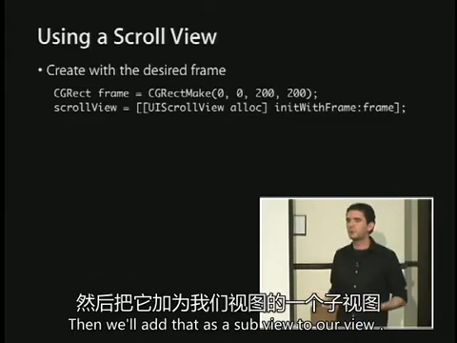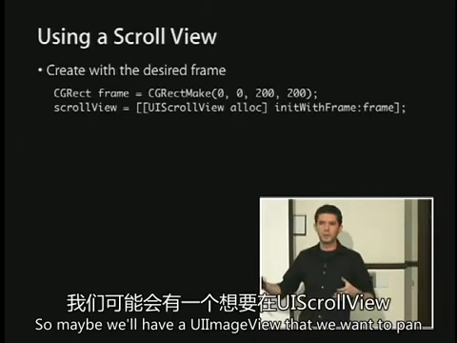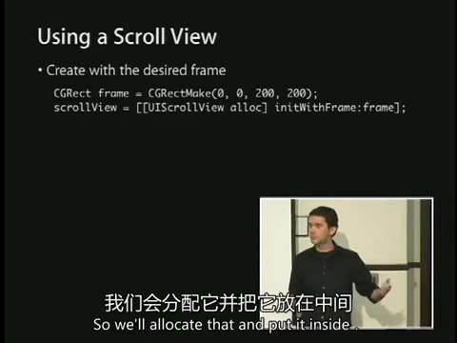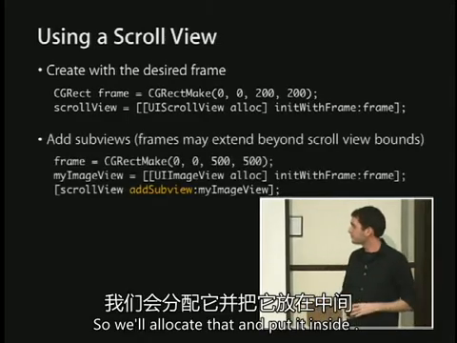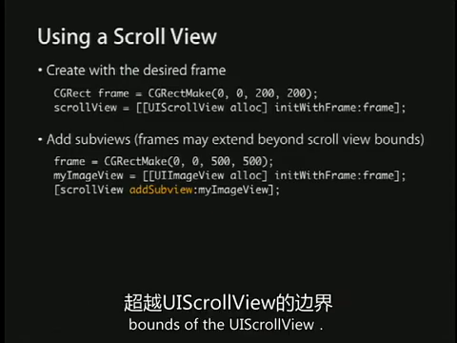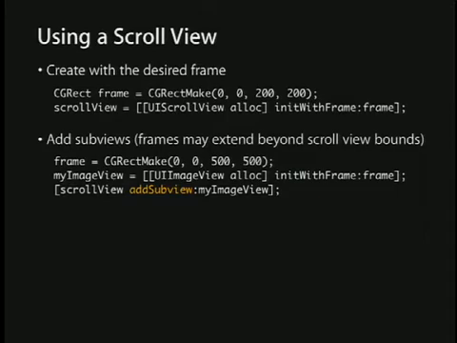Then we'll add that as a subview to our view, and we'll add some other content view as a subview to it. So maybe we'll have a UI image view that we want to pan around inside of our UI scroll view. So we'll allocate that and put it inside. The frames of your subviews can actually extend beyond the bounds of the UI scroll view. This is pretty much the whole point of the UI scroll view to begin with.